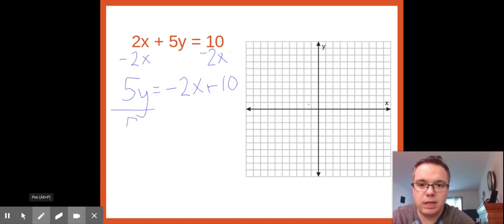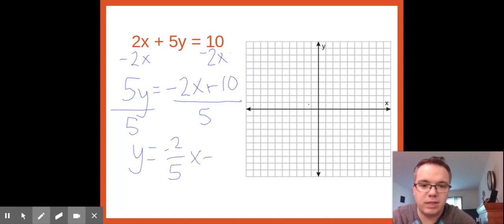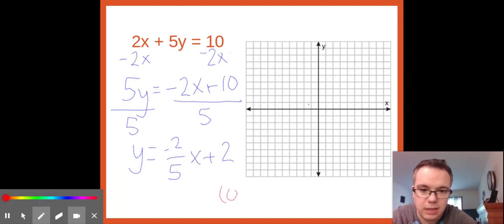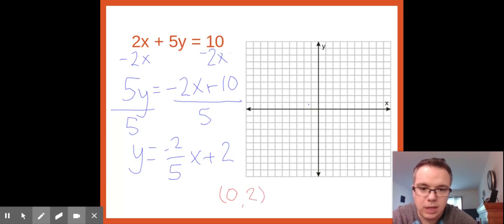Y is not alone yet, so we're going to divide by 5. And remember, we got to do both terms, divide by 5. So negative 2x over 5, we're going to keep as negative 2 over 5. And 10 divided by 5 is 2, so we'll get plus 2. So my b here is 2. So that means my starting point is 0, 2. And my slope is negative 2 over 5.